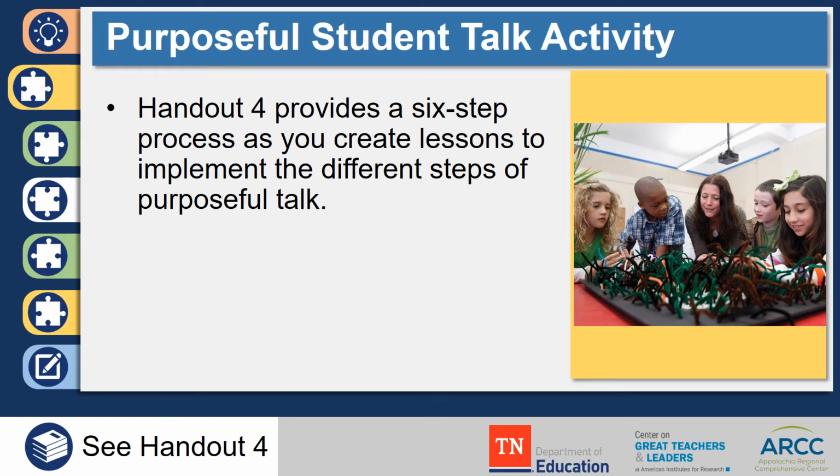Use handout 4, Purposeful Student Talk Activity, to provide detailed steps about enacting purposeful talk with your students. These steps can be used at all grade levels. However, the types of questions and the ways in which you guide students to respond to each other will differ by age group. For example, to promote responses among elementary school students, you will need to provide them with more sentence stems.